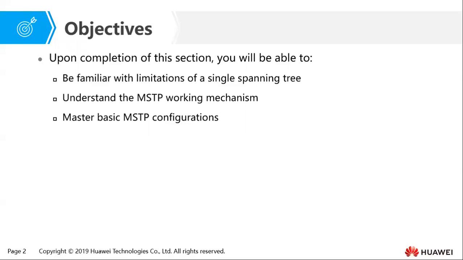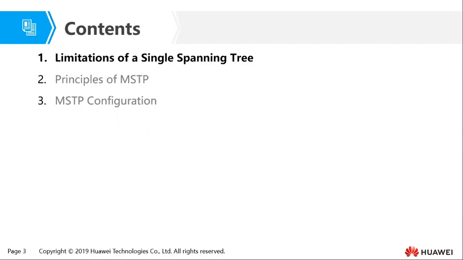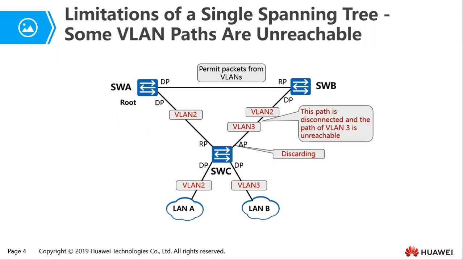So here, this topic is very short and very brief on matters MSTP, because MSTP is covered in detail in HCIE. So if you do HCIE, you're going to dive deeper into MSTP. So let's begin by looking at the limitations of a single spanning tree. What is the problem with a single spanning tree?